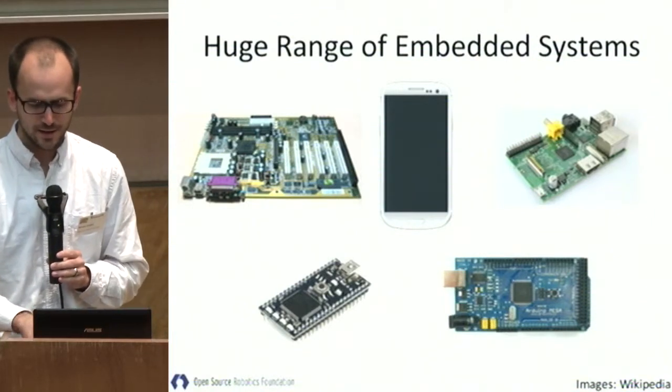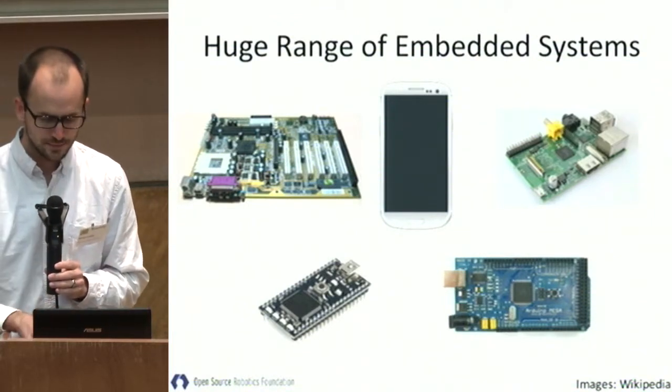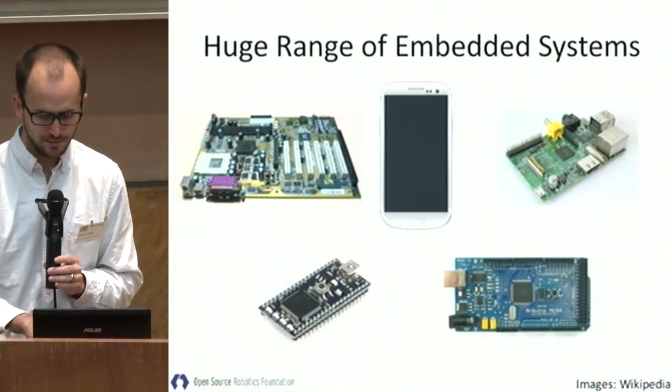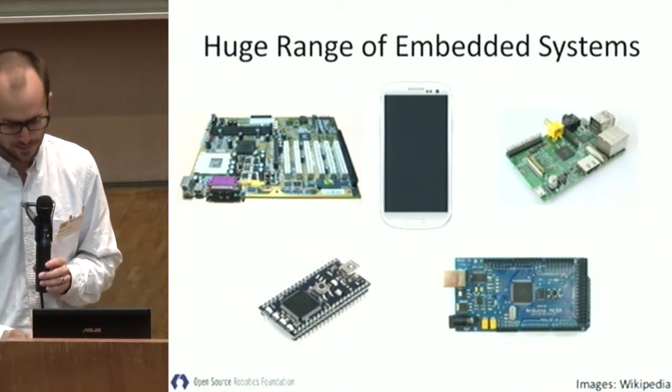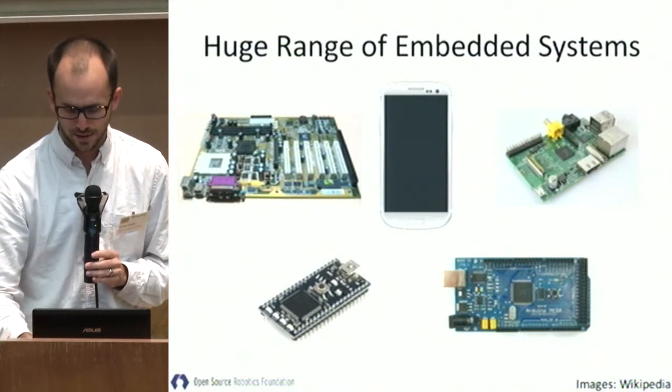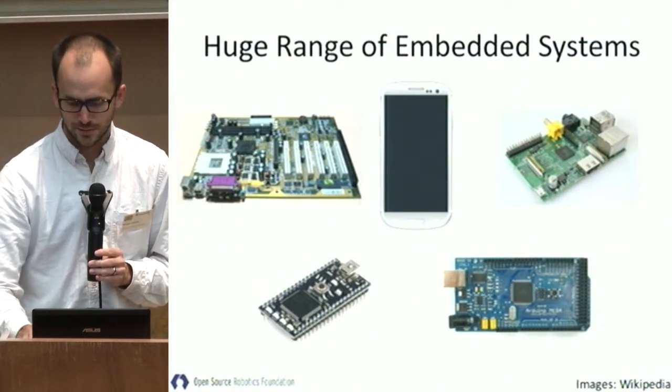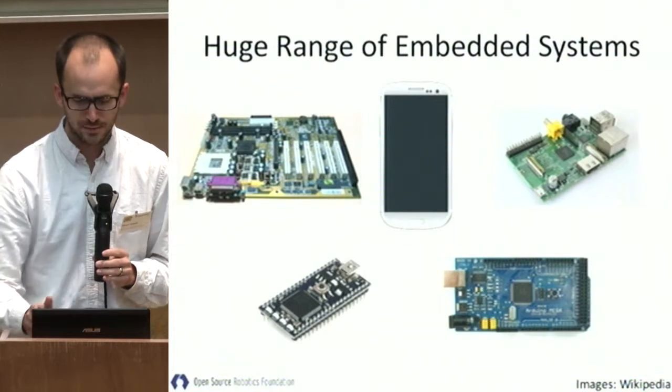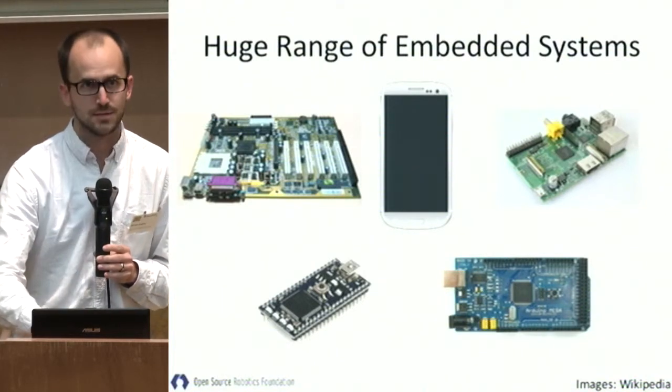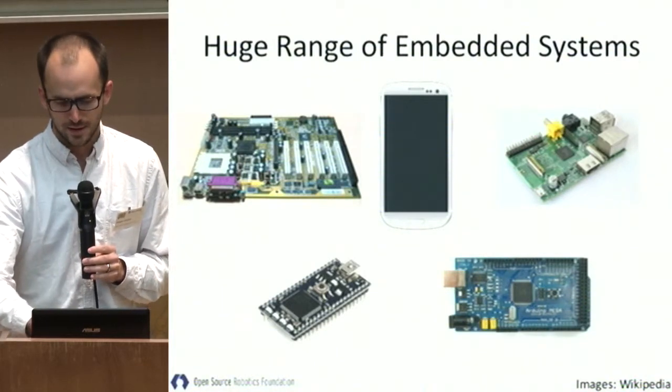And then finally, on the lower right is the entry-level type processor. This is the Arduino Mega. It has an AVR, an Atmel processor in it. That one's an 8-bit processor. They're extremely low power. So this is a huge range of embedded systems. The lowest one right there has extremely low power consumption and is very simple to use.